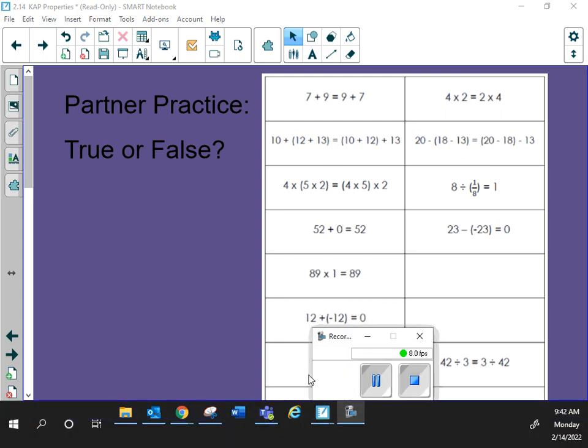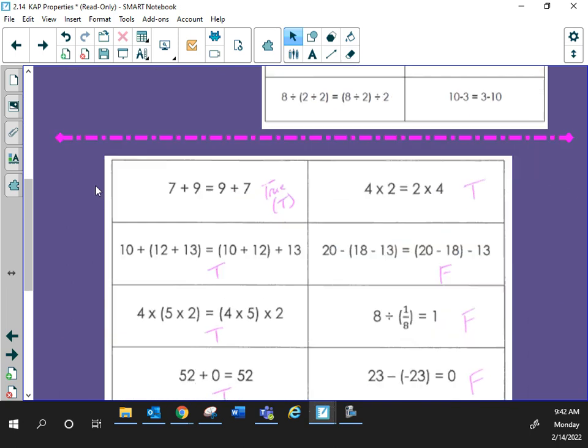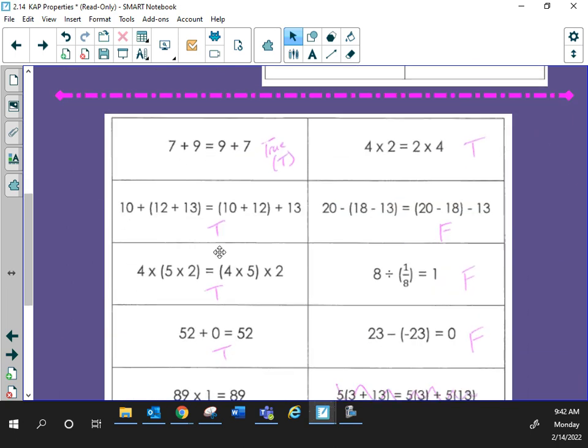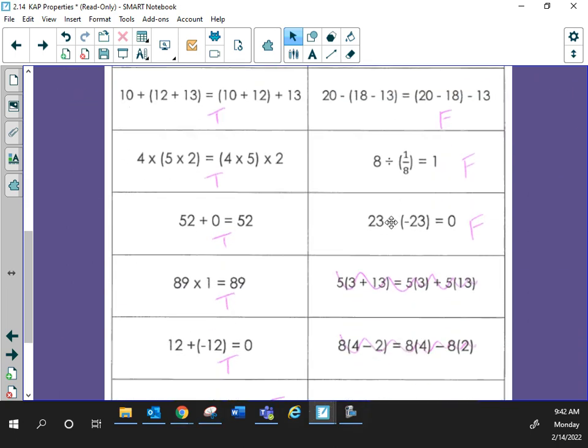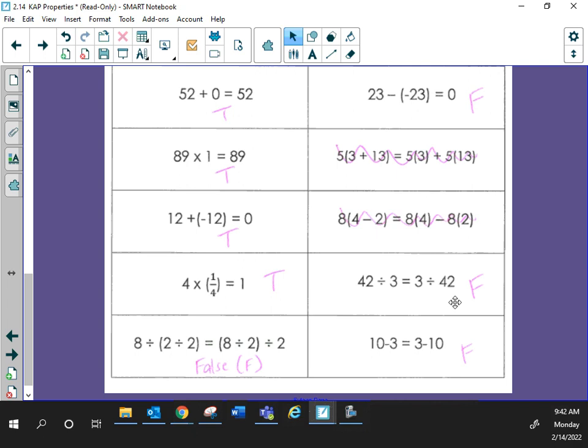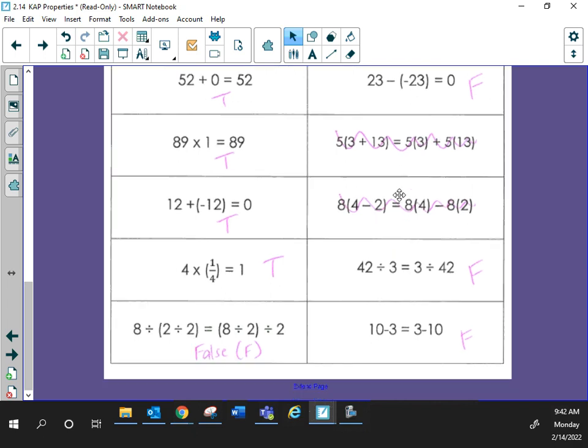All right, here is the key. True, true, true, false, true, false, true, false. These 2 were not on your page. That's fine. True, true, true, false, false, false. No, y'all should have had some blanks, right? Were those 2 there? No. Okay. Oh, y'all had different ones.